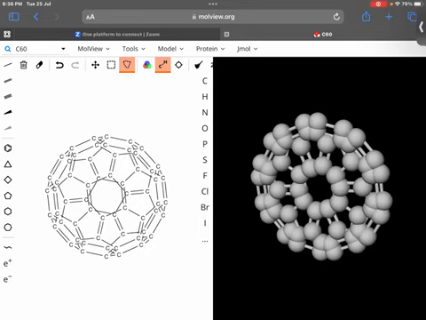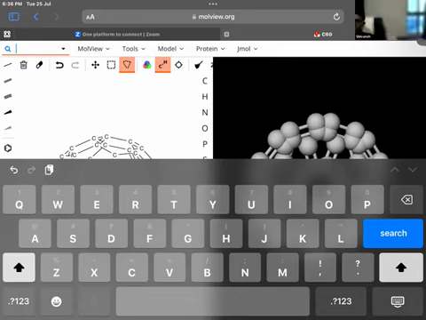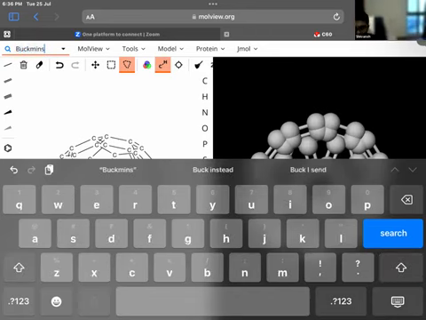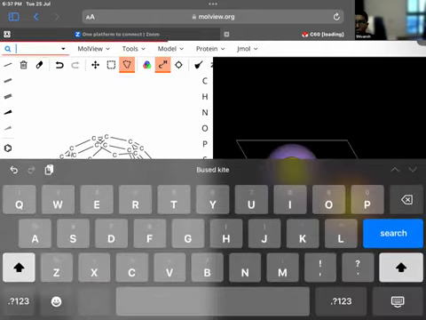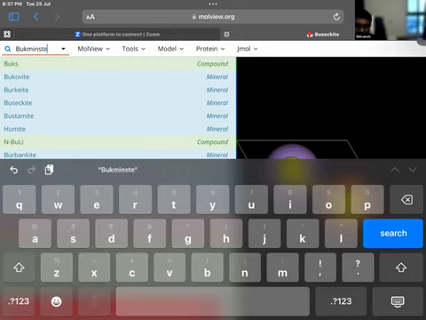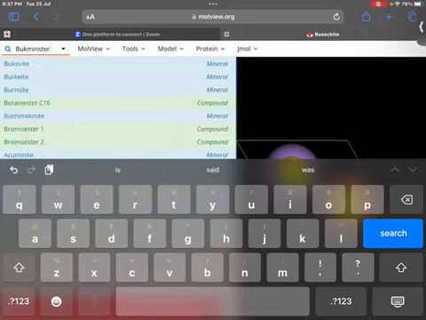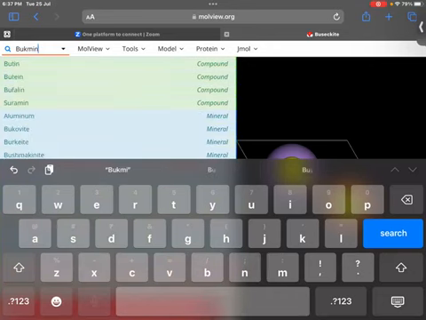No, I mean with the same formula, different compounds can also exist, right? Let me snap. Which app is this? Mol view. Check the spelling. It's B-U-C.